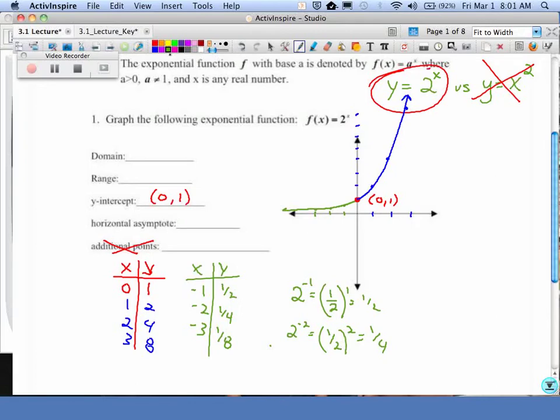Getting closer and closer to 0. It never touches, right? Because anytime you take your base of 2 and you flip it, you actually have 1 over something. So it's 1 over 2 to whatever power. No matter how large the denominator becomes, 1 divided by a super large number can never be equal to 0. Does it get close to 0? Yes, it does. So, what's your domain of an exponential function?